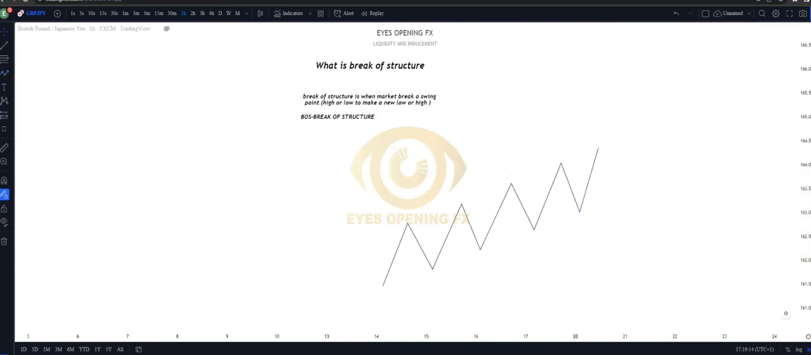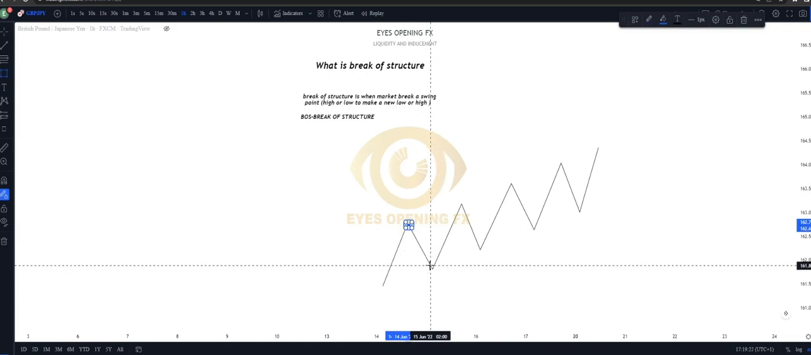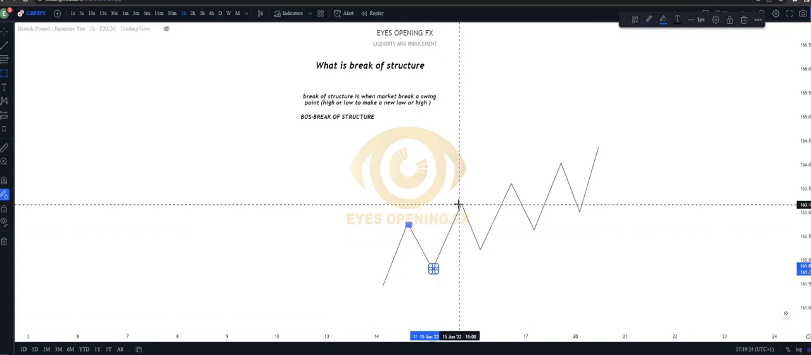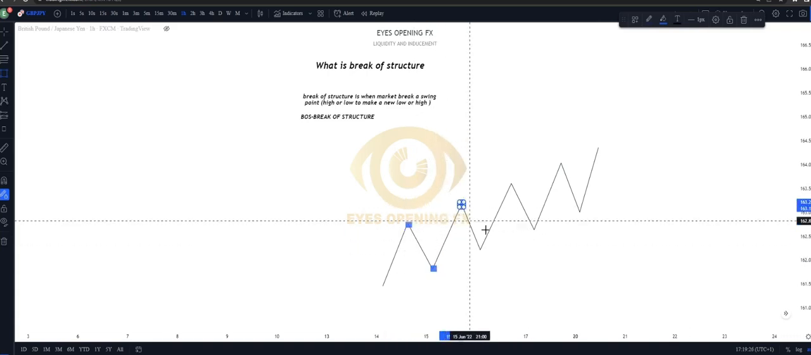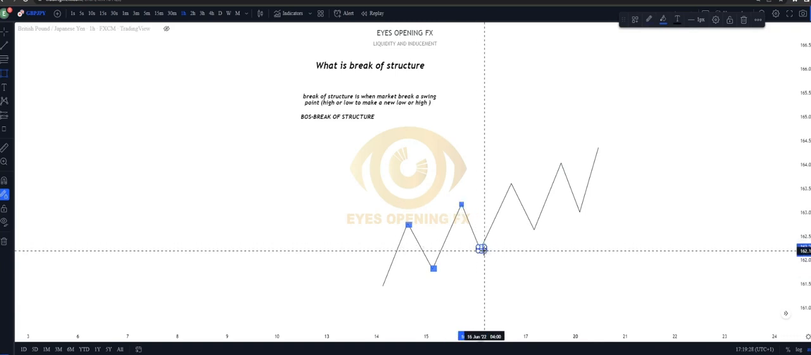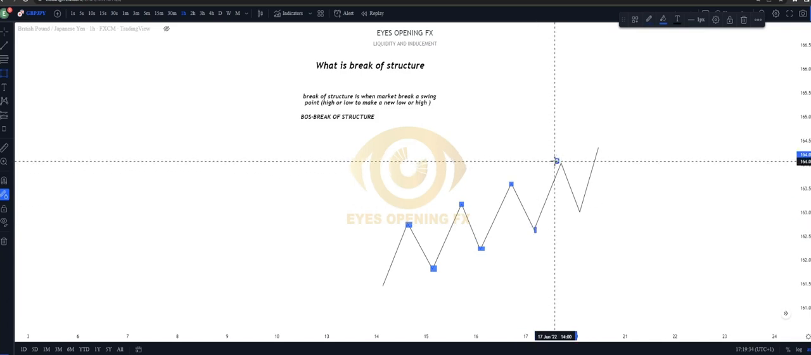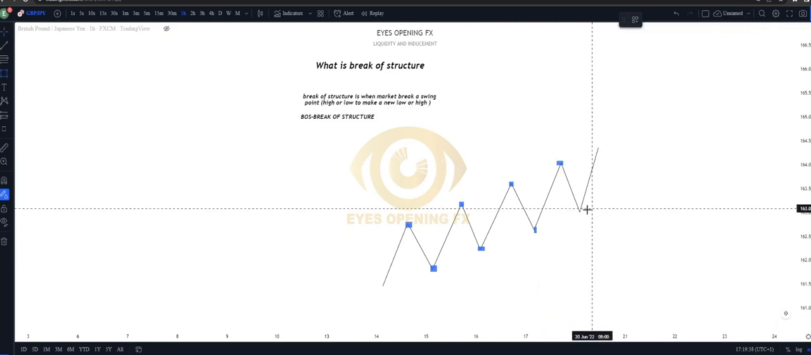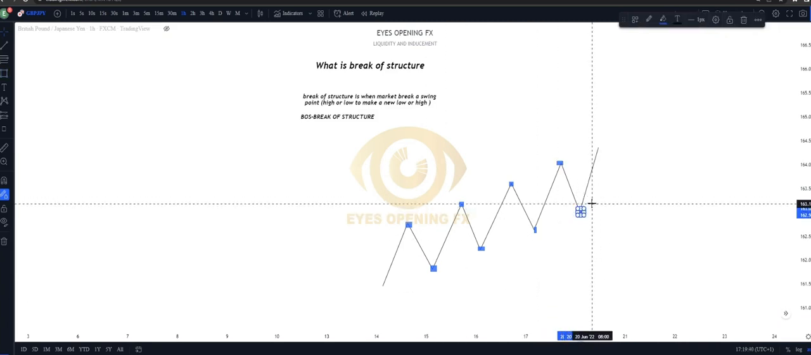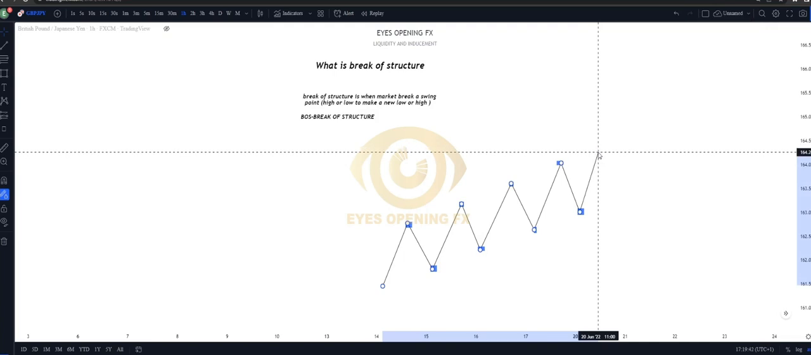This area is a high. Why? Because it's in a bullish trend. This is a low, a high, a low, a high, a low, a high, and a new low before the market formed a new high here.